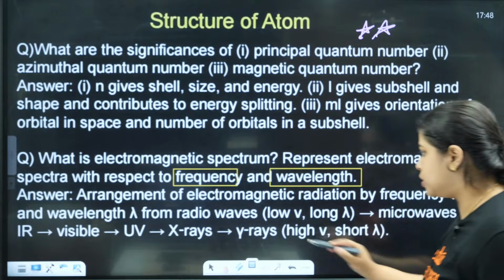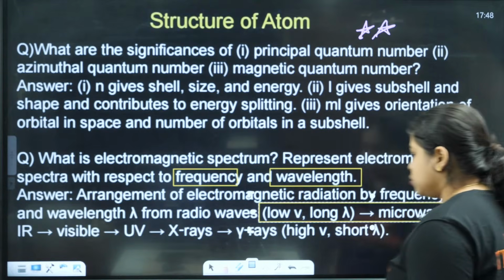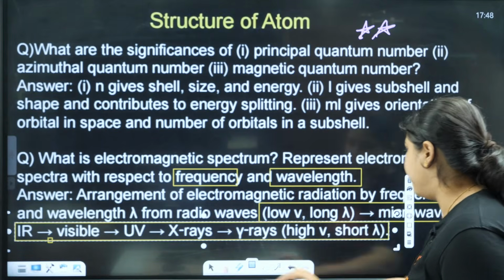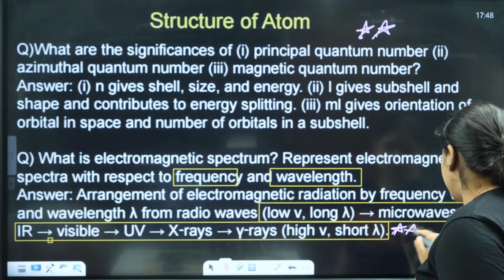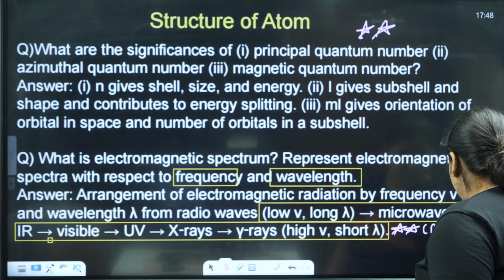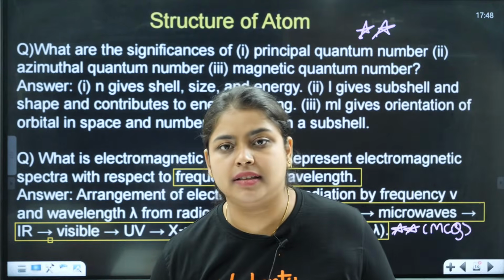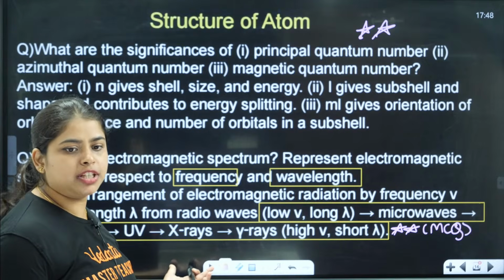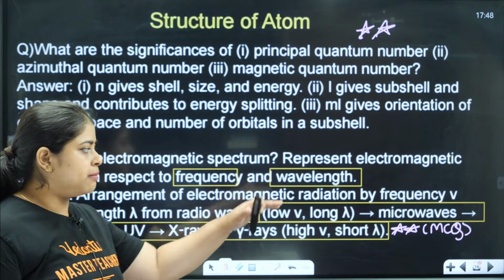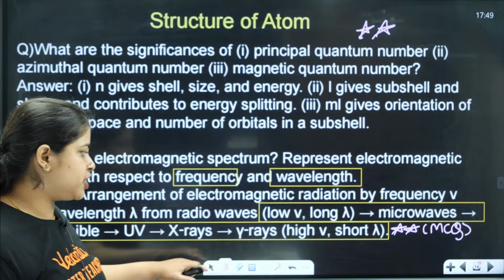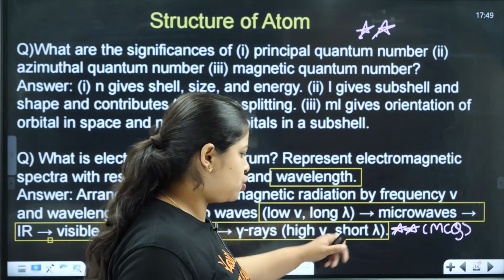So this is very important, guys. They won't ask it as a full question, but it is important. They might ask it as an MCQ. Clear? The electromagnetic spectrum, represented with respect to the frequency and the wavelength, which I have put in the box. In what order does it come? First microwaves, then IR, visible, UV, X-ray, gamma rays, high frequency, short wavelength.